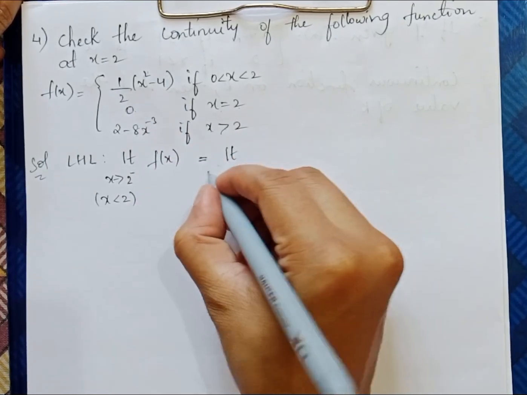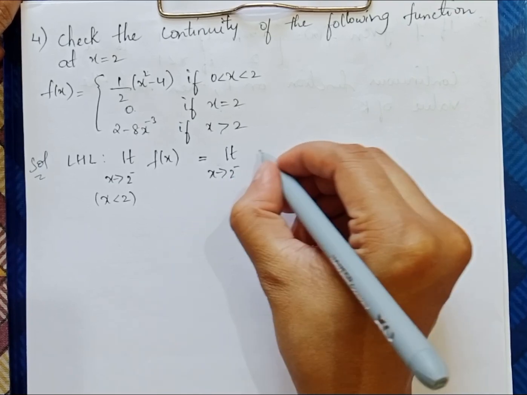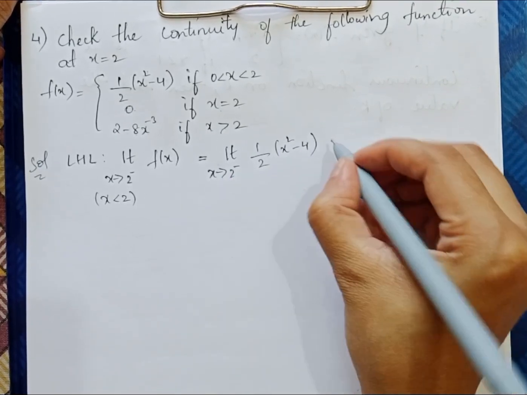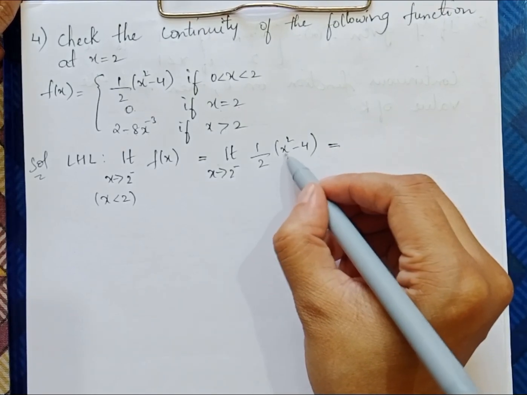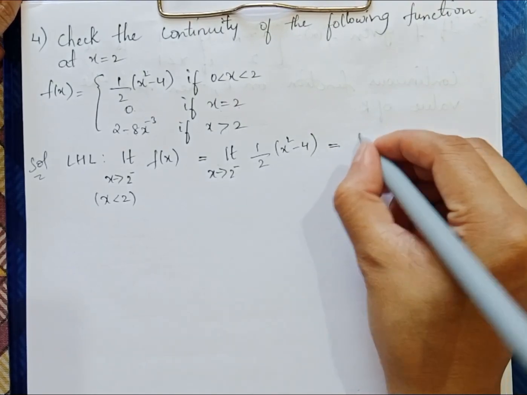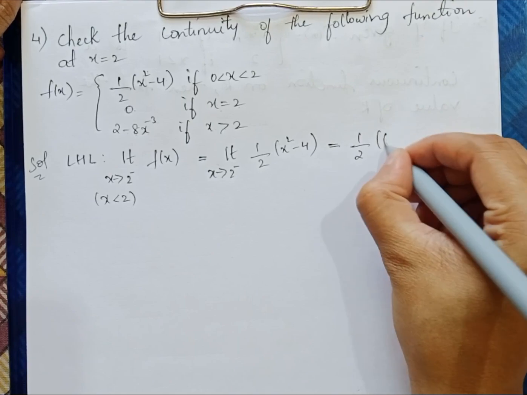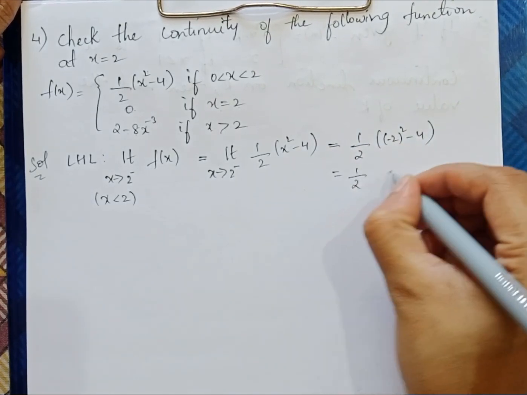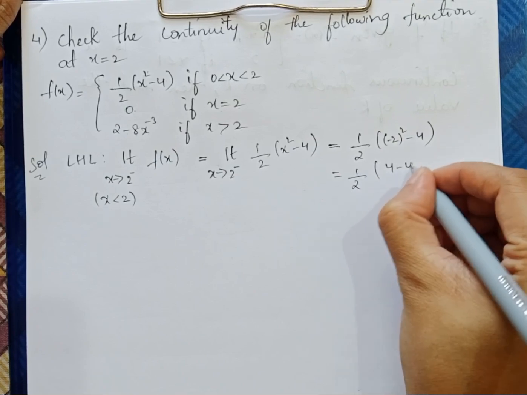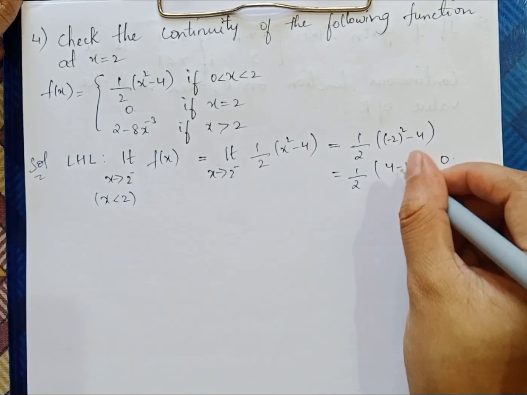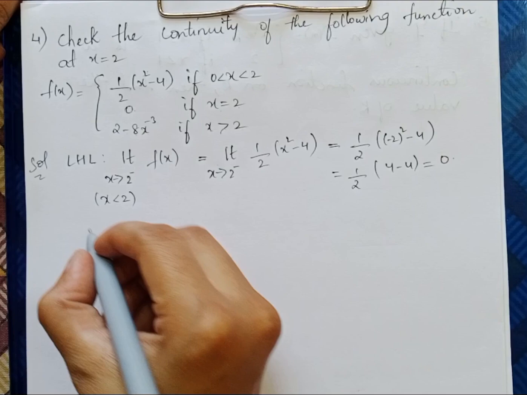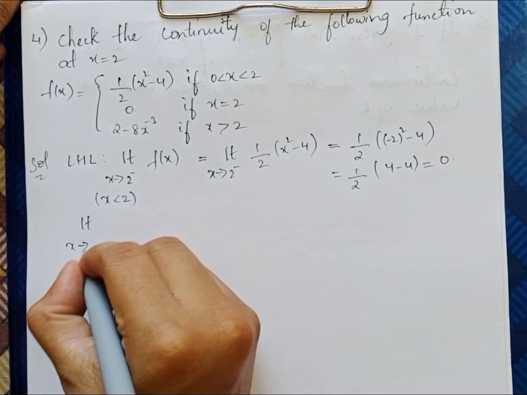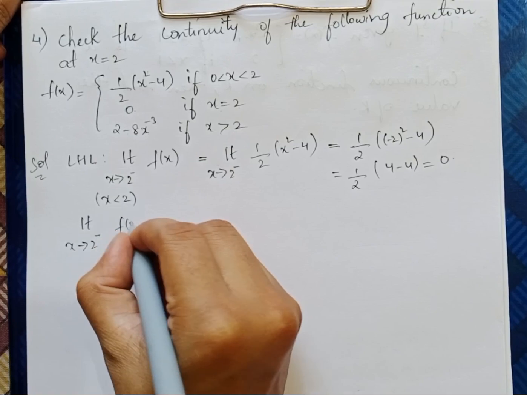So it is limit x tends to 2 negative of half into x square minus 4. Now we will substitute x as 2. So the function becomes 1 by 2 into 2 square minus 4. So this will be equal to 1 by 2 into, 2 square is 4, minus 4, which is equal to 0. 0 into half is also 0. So we have got the left hand limit, limit x tends to 2 negative f of x, is equal to 0.